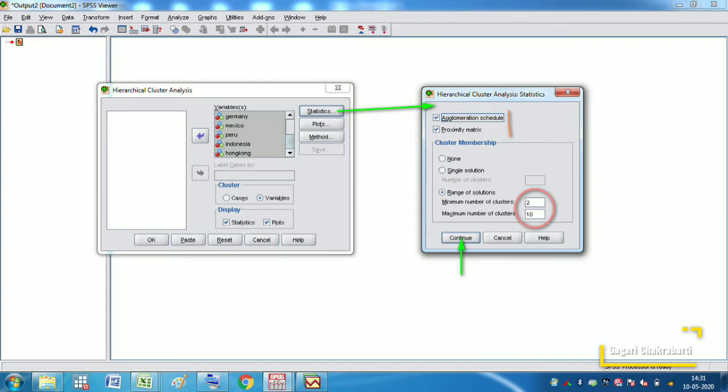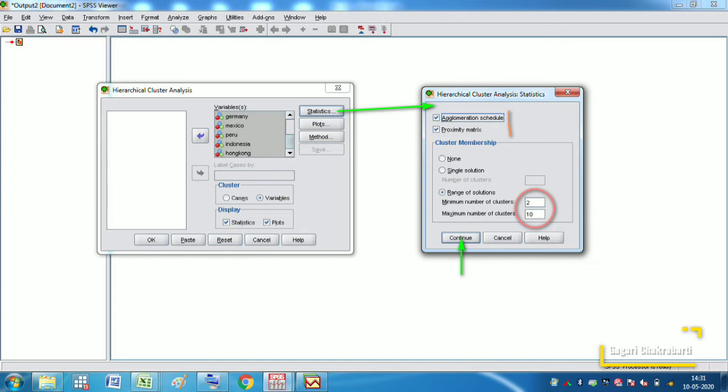Under the option statistics, we have the agglomeration schedule. The agglomeration schedule displays how the hierarchical cluster analysis progressively clusters the cases or the variables. Each row in the schedule shows a stage at which two cases or variables are combined to form a cluster. It uses an algorithm dictated by the distance and linkage selections. And this schedule helps us identify the optimum number of clusters.